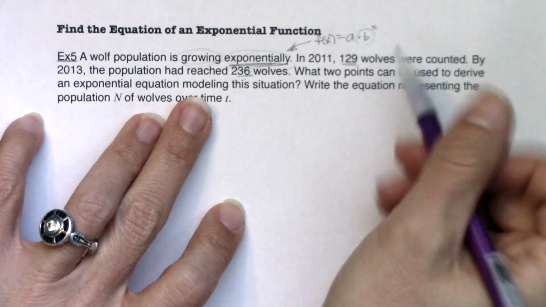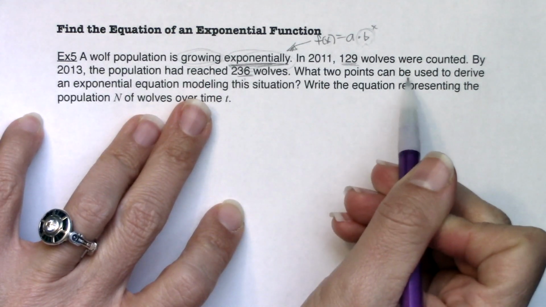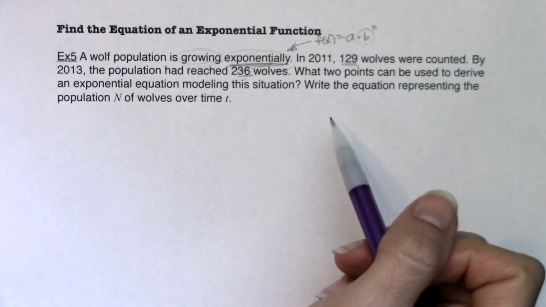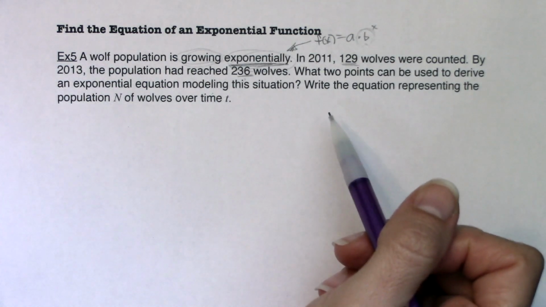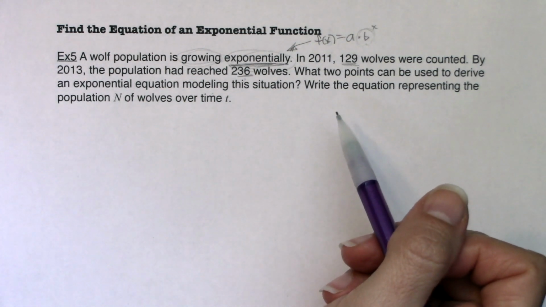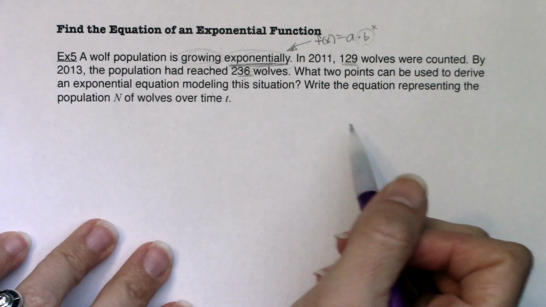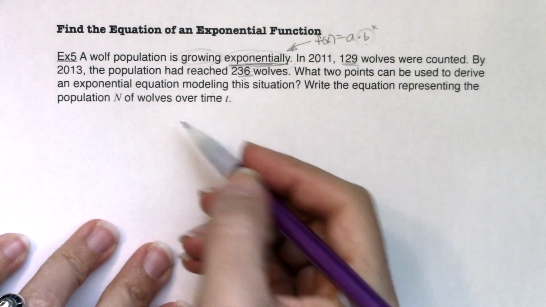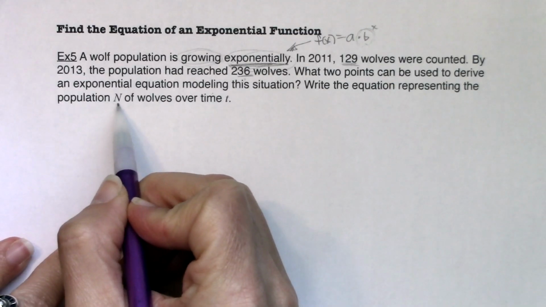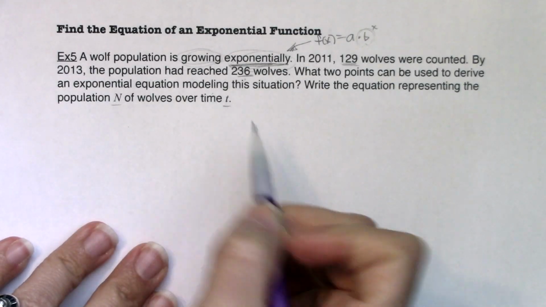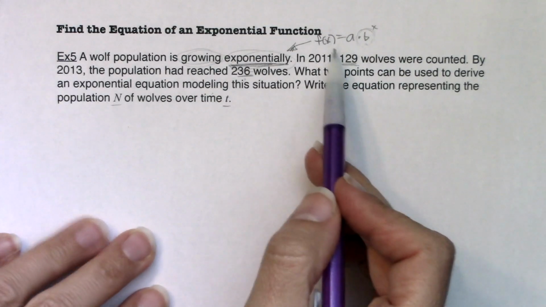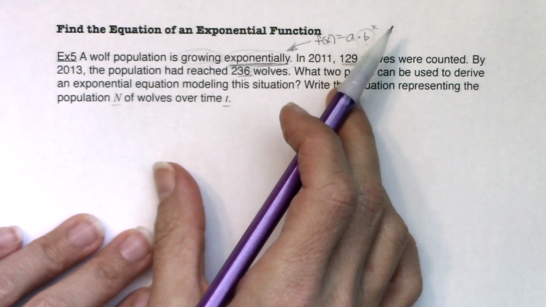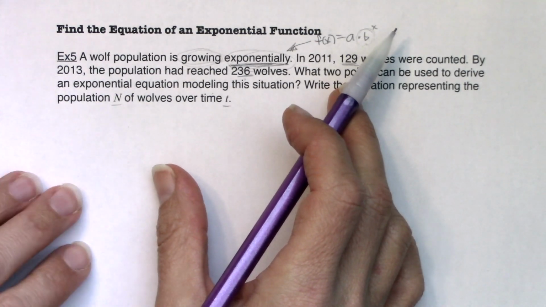Okay, so this says, what 2 points can be used to derive an exponential equation modeling this situation? Write an equation representing the population n of wolves over time t. So eventually, at the end, I'll change this to the letters n and t. For right now, I'm just going to keep f of x and x, but I'll switch them over to the letters asked of me. No problem. I'll just do that at the end.